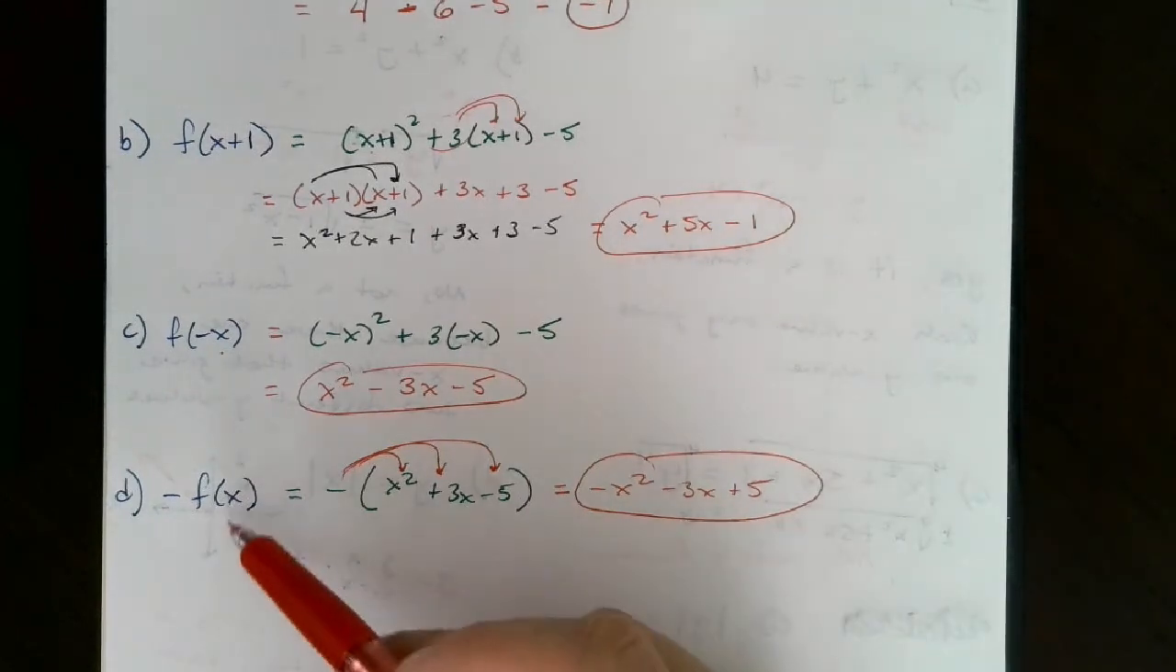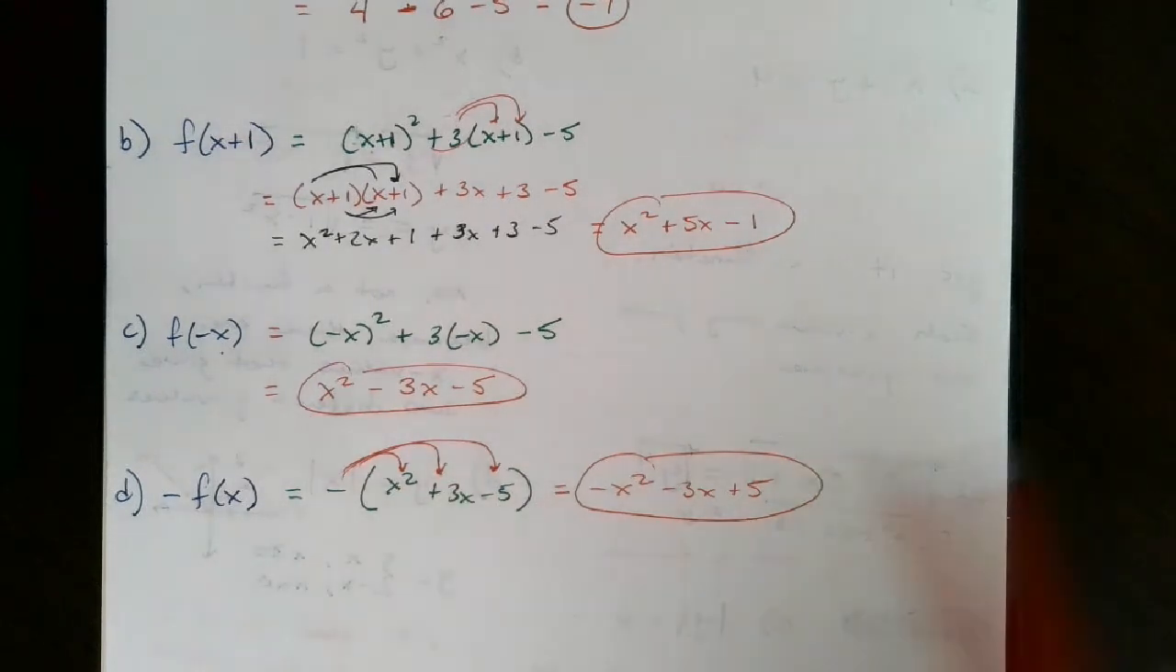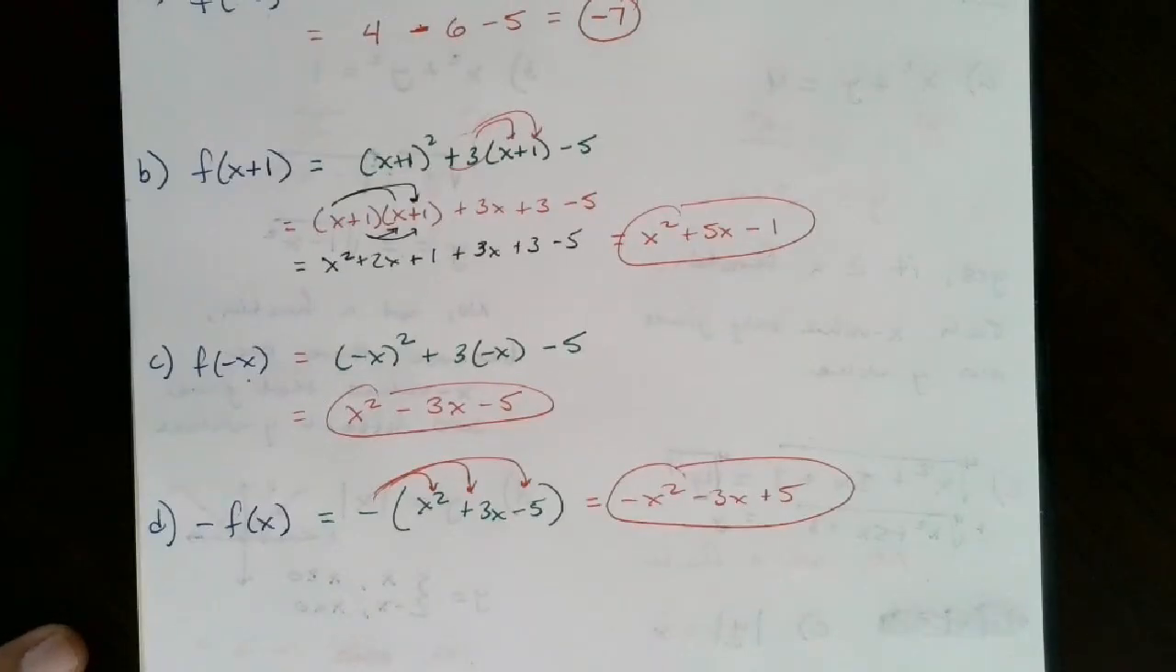That'll be another important thing to be able to evaluate. Negative f of x means just take the negative of the function. You're not changing the x values. You're actually taking negative of the whole thing and then distributing it through. And the last one we'll look at is a piecewise function. So let me give you a piecewise function here.